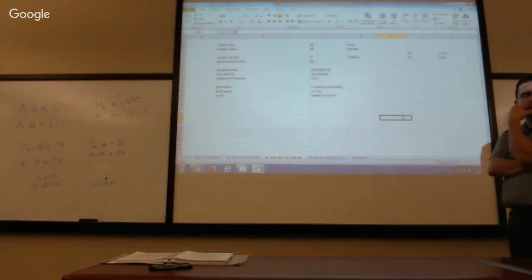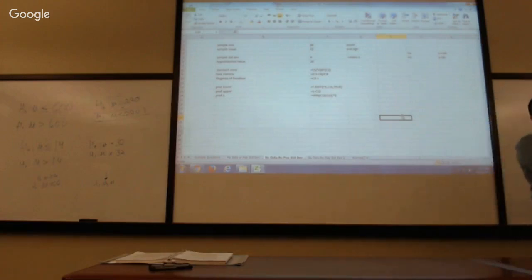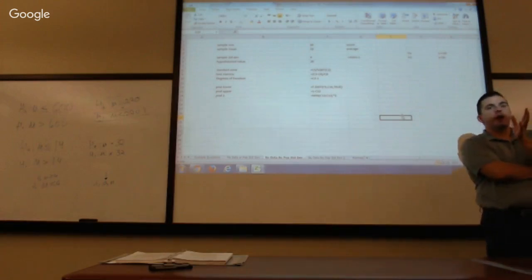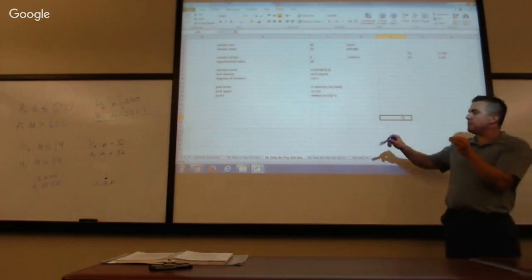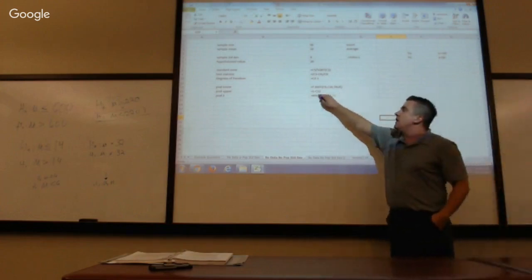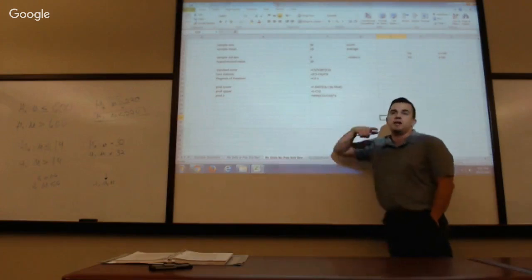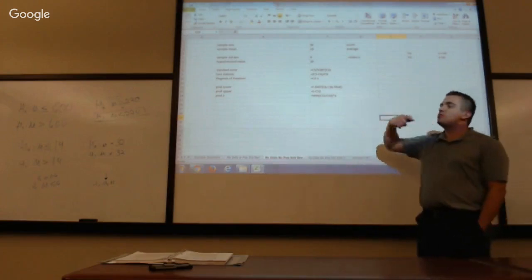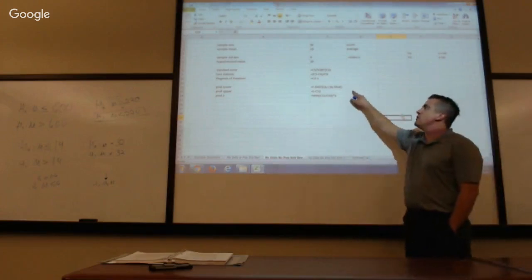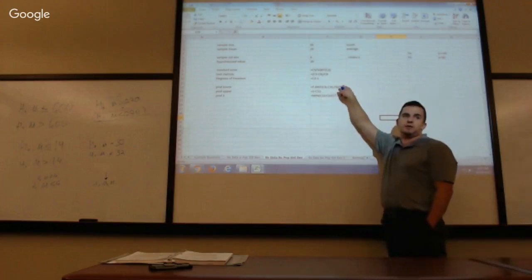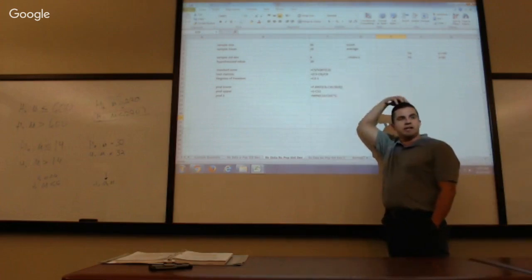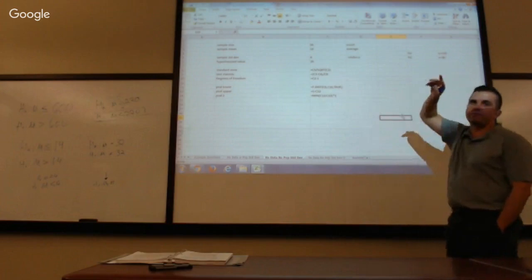Amber, say what you just said. When we're given the population standard deviation, we're going to calculate our p-values with norm.s distribution, because we're doing a z-test. And if we do not have our population standard deviation, we're using our t.dist distribution, because we're using a t-test. So that's how you can tell the difference between the two.